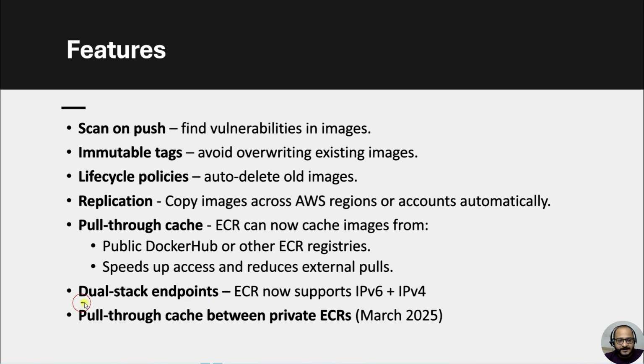Then we have dual-stack endpoint. This is one of the latest features included. Now ECR can support both IPv4 and IPv6 addresses. Another feature which got introduced is pull through cache between private ECRs, introduced in March 2025 as well. So these are the two features most recently introduced as part of AWS ECR.